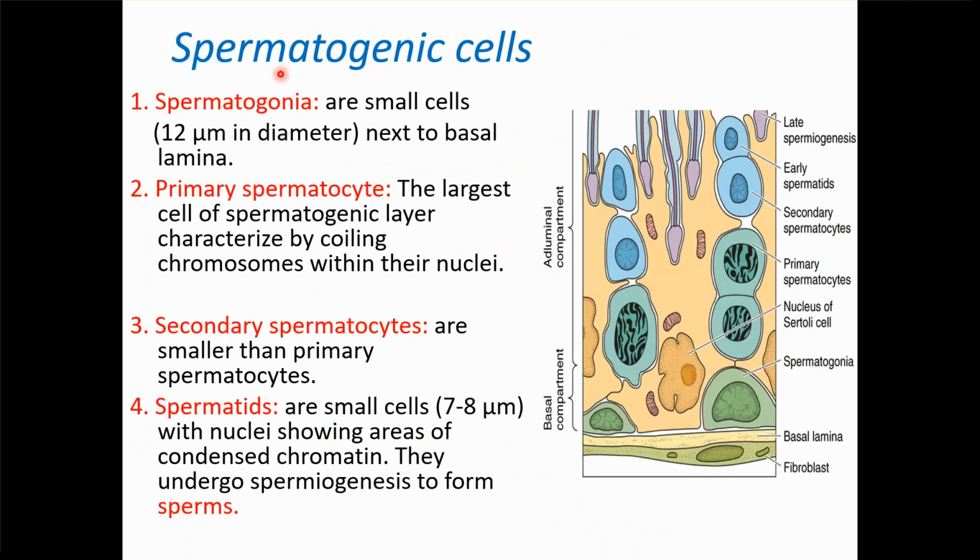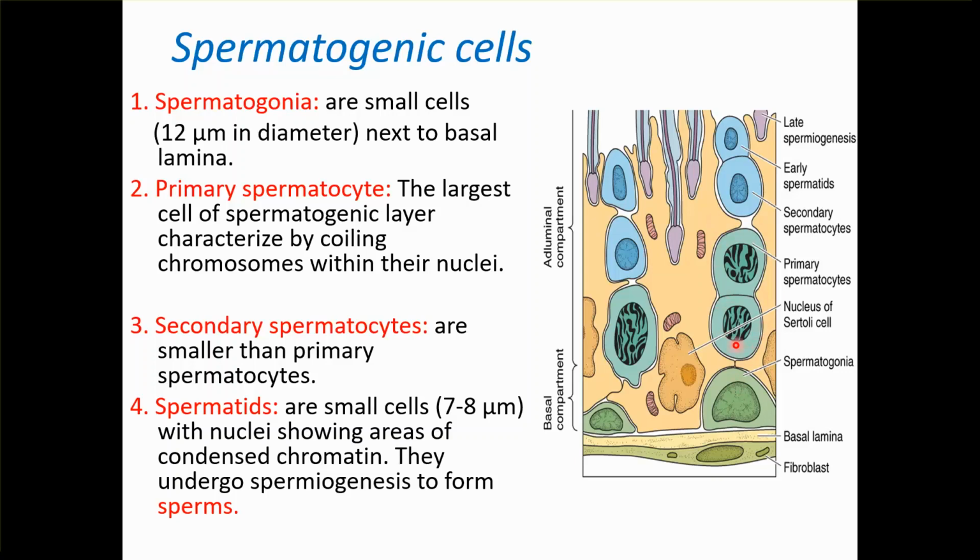you can again see the spermatogenic cells, the arrangement. So here this is the base, this is the basal lamina, meaning the basement membrane over here. This is the spermatogonia. These are small cells about 12 micrometer in diameter, very close to the basal lamina. Next you have the primary spermatocyte. This is a primary spermatocyte.